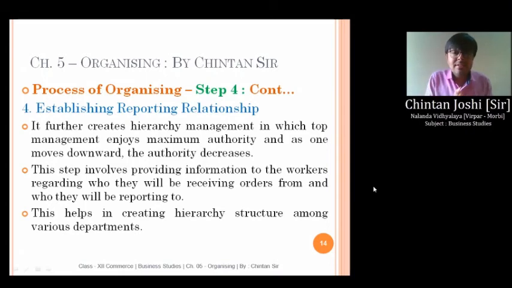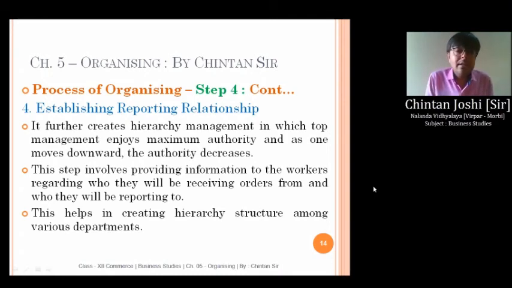If we clarify this further, if we are going to talk about the top management level to the bottom level management, communication or instructions or orders will be from upward to downward, while the suggestions and feedback from the bottom to top will be from downward to upward, right? So over here we can come to know who are going to give orders and to whom, as well as who are going to do reporting to whom, right? This helps in creating hierarchy structure among the various departments.